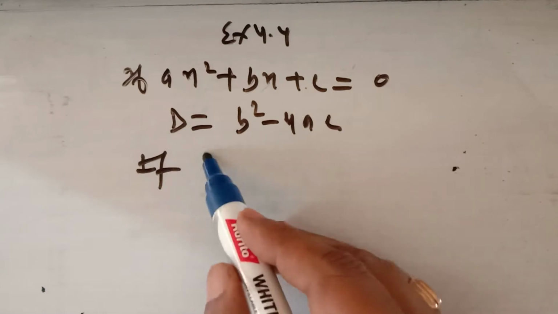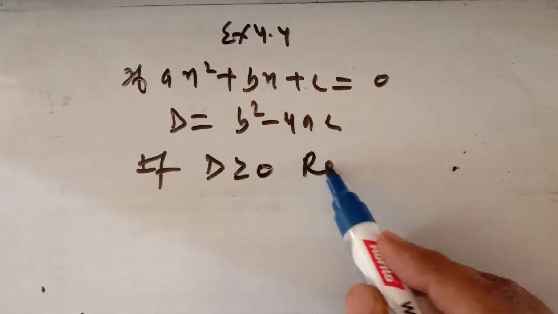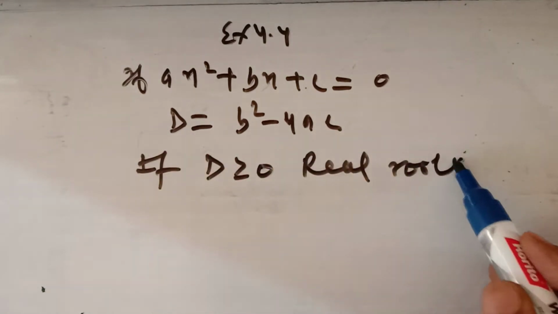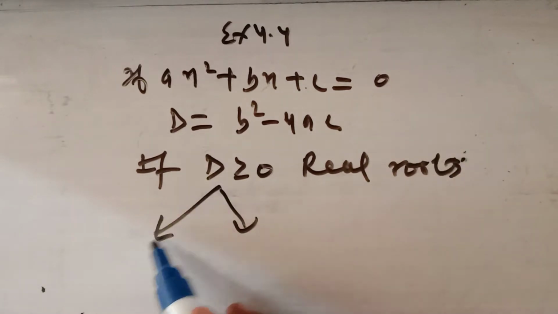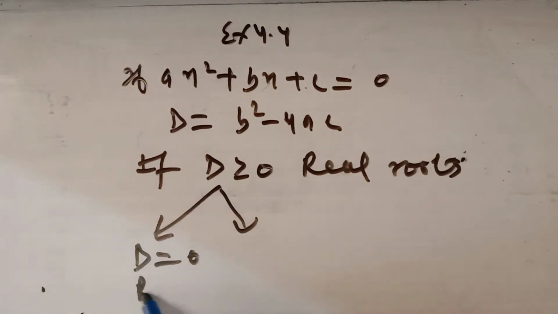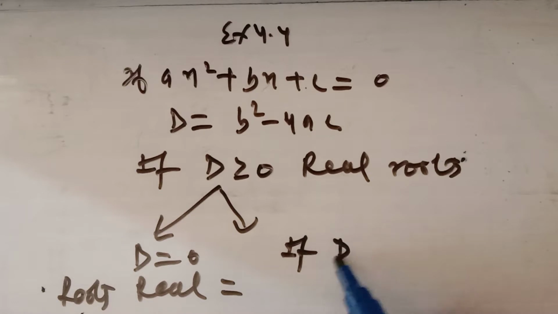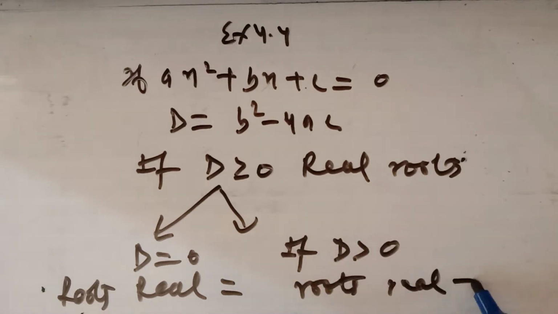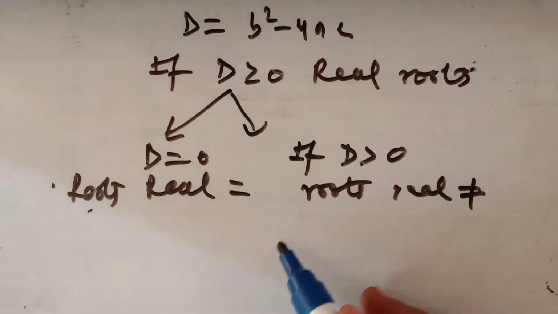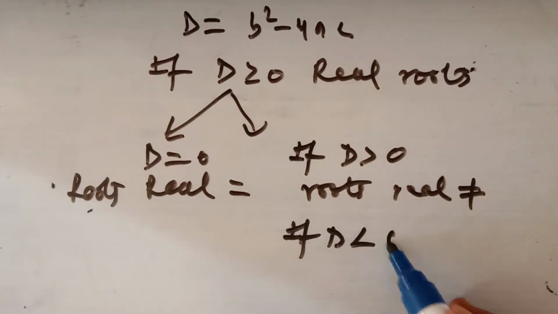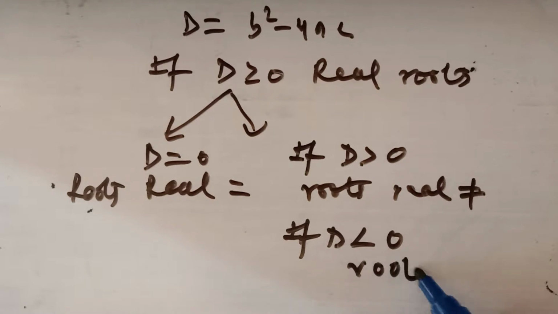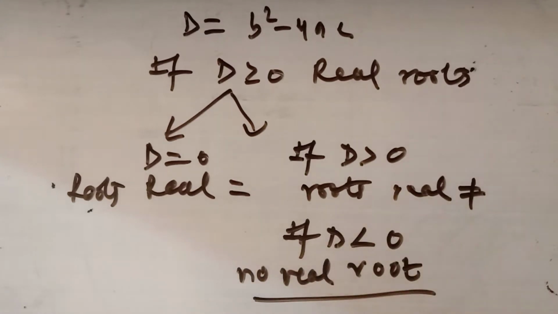Now if D is greater than or equal to 0, as we have already discussed, there will be real roots. If D is equal to 0, the roots are real and equal, and if D is greater than 0, the roots are real and unequal. Different roots will be there. If D is less than 0, there are no real roots. No real roots means you don't have to find the roots.